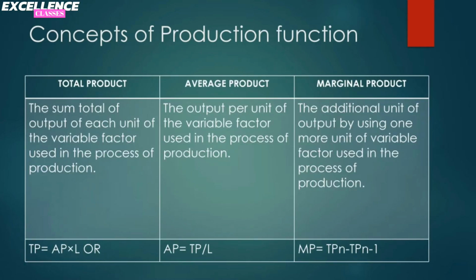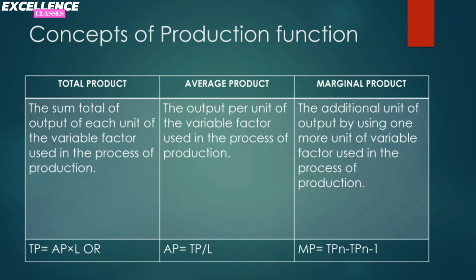Total product or TP is the sum total of output of each unit of variable factor used in the process of production. It can be calculated by average product multiplied by variable factor, in short AP into L. Or we can also calculate it by summing up the values of marginal product.